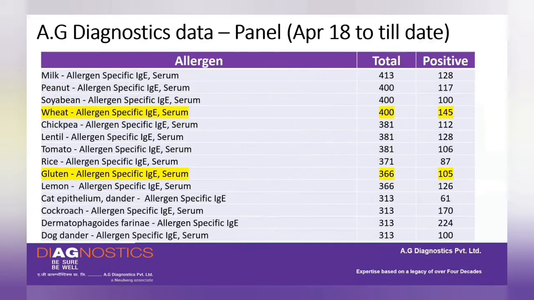So we have about 400 people who have gone in for comprehensive food panel testing. And in these, if you see, about 145 show allergy to wheat, which is almost 30%. And gluten, again, if you see, in 366 people who were tested, almost 105 are positive. That is, again, 30%. So 30% of the general population without symptoms may show or are showing an allergy to either wheat and or gluten.